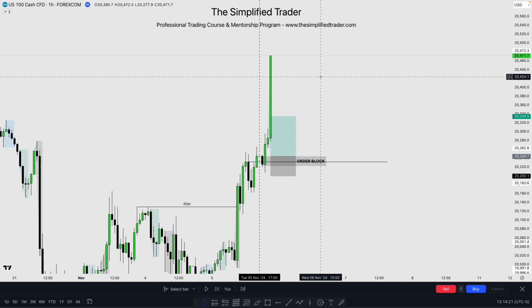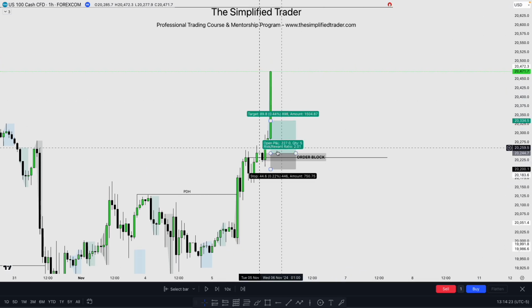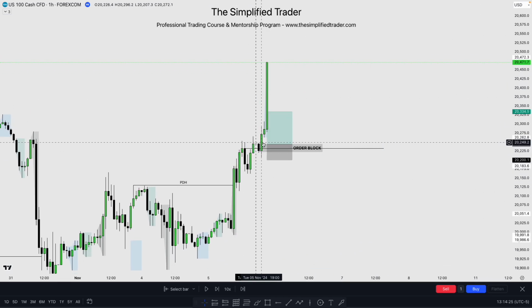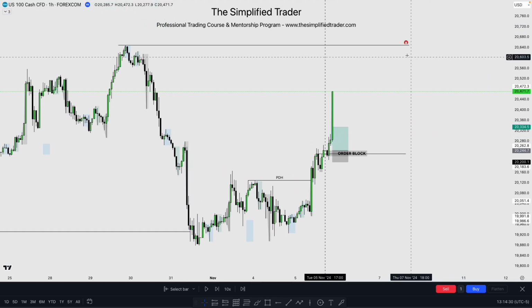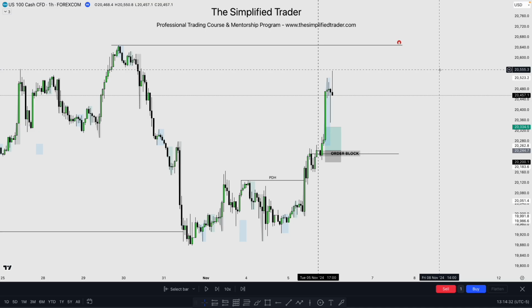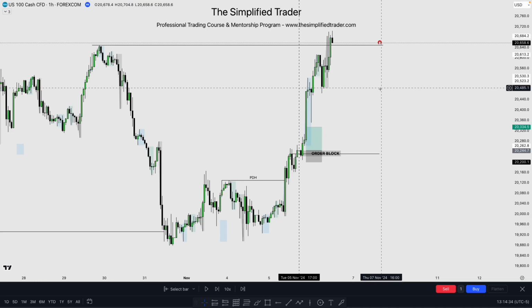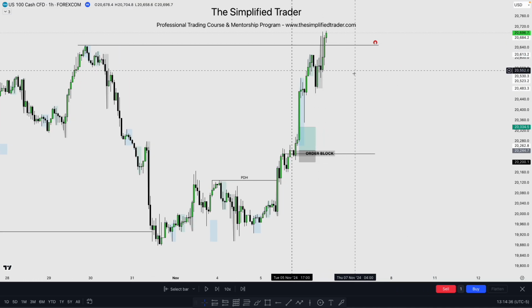You can see our bias was correct, but unfortunately in this example, price doesn't come back to retest the order block, and price action runs up to ultimately draw to our liquidity. Let's see if it gets taken. And there you go. Our liquidity point gets taken.